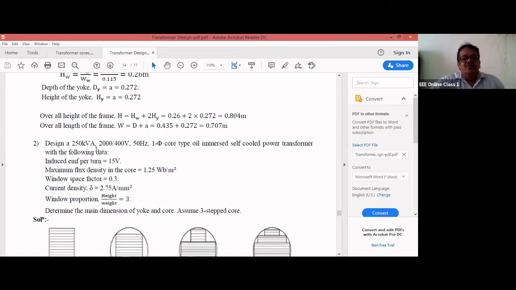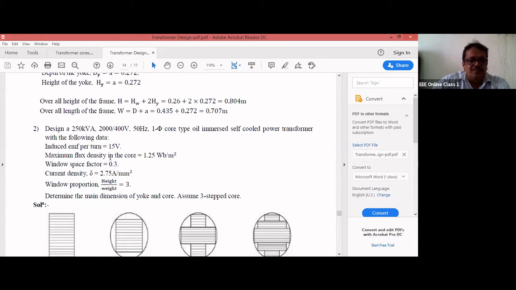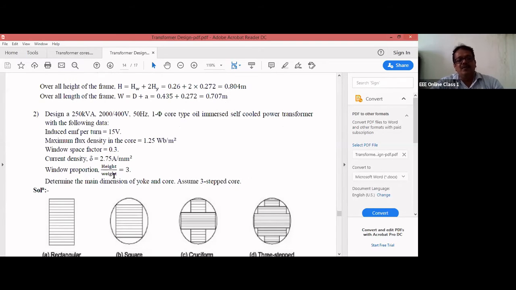Design a 250 kVA, 200 bar, 400 volts, 50 hertz, single phase core type oil immersed self cooled power transformer with the following data. Induced EMF per turn, maximum flux density in the core 1.25, window space factor 0.3, current density delta is equal to 2.75 ampere per mm square, and the given window proportion height by width.